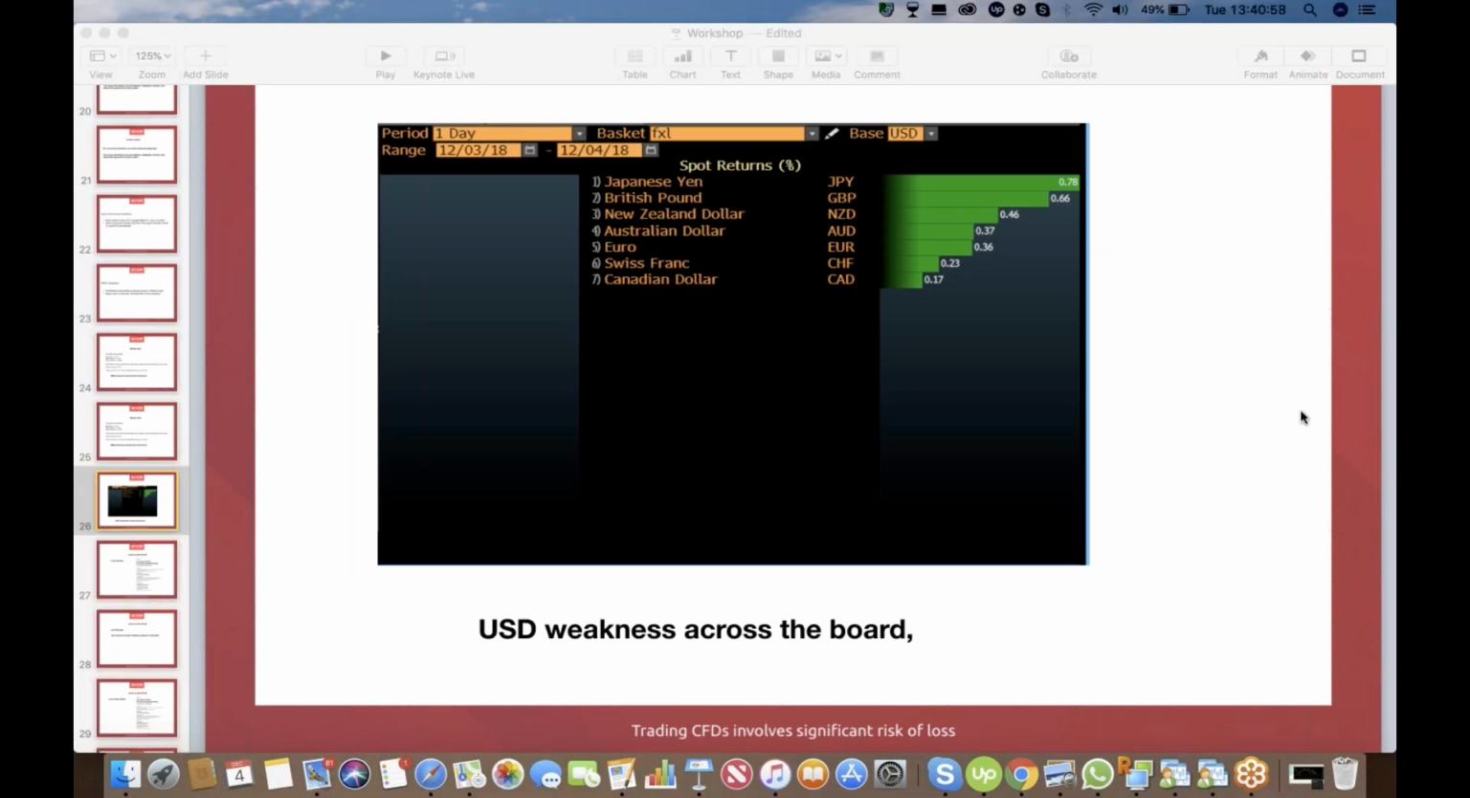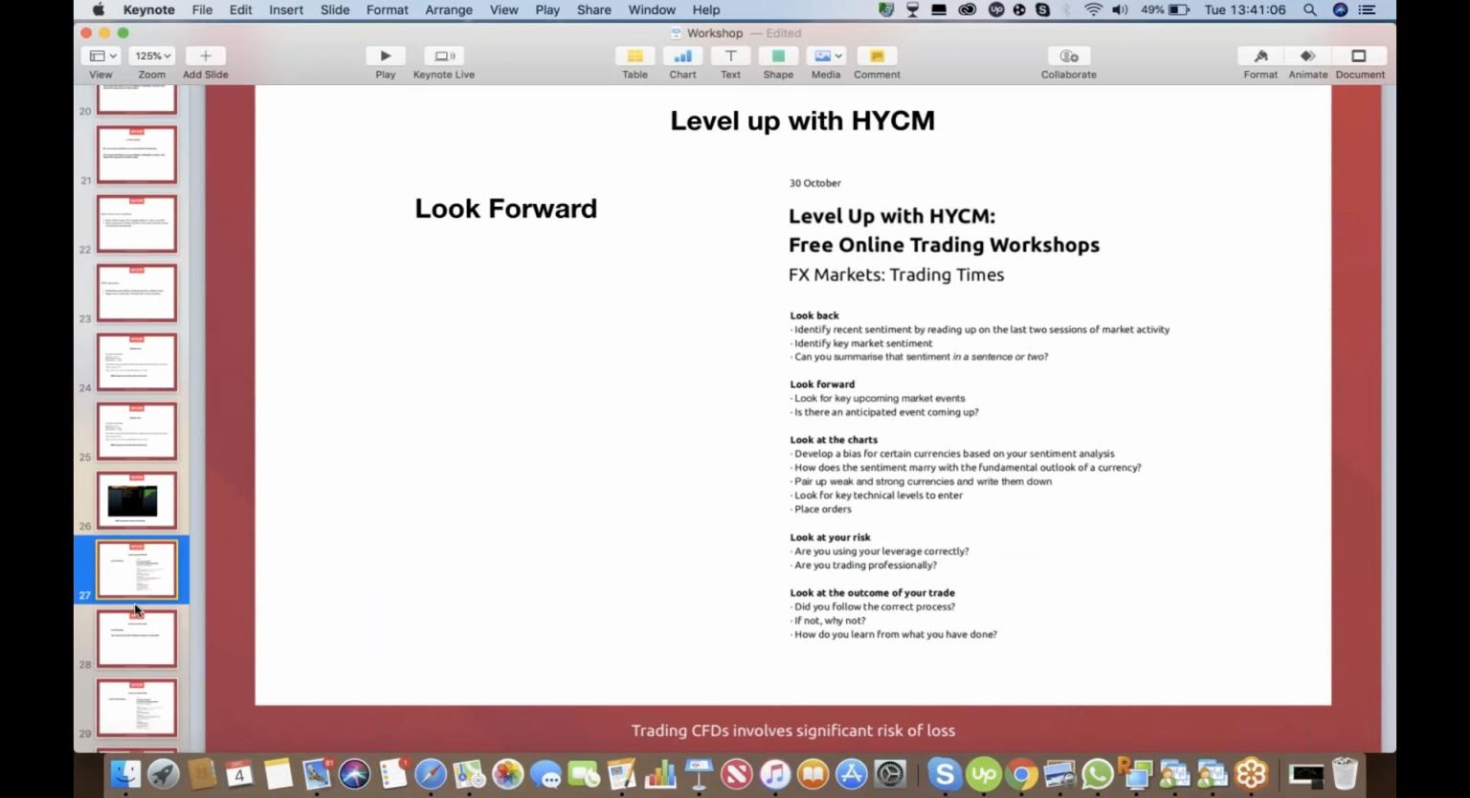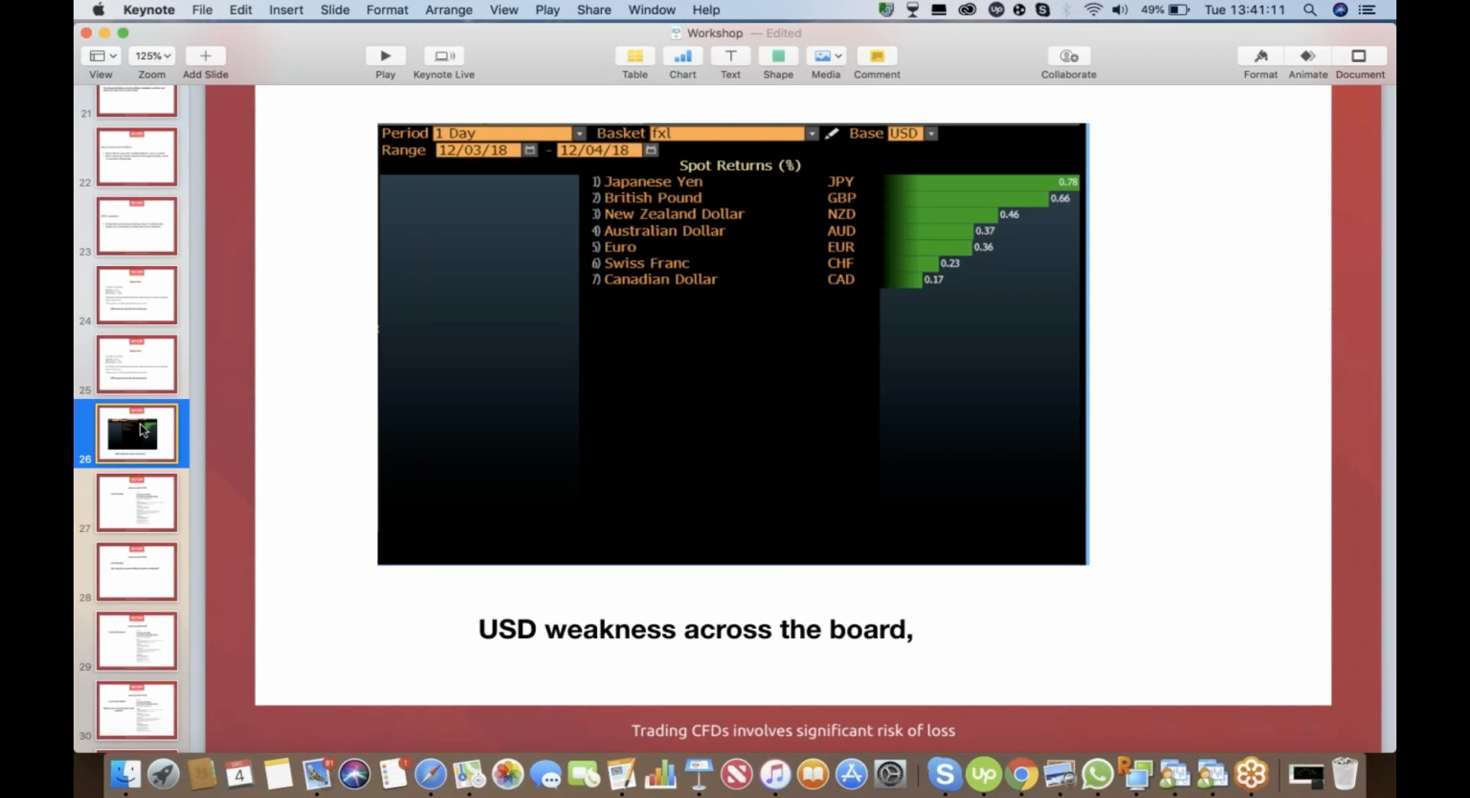Now, let's just look at the dollar index. The dollar index is minus 0.55%. Okay, so what other currency is very strong? What other currency is strong at the moment? Even just looking at this chart.